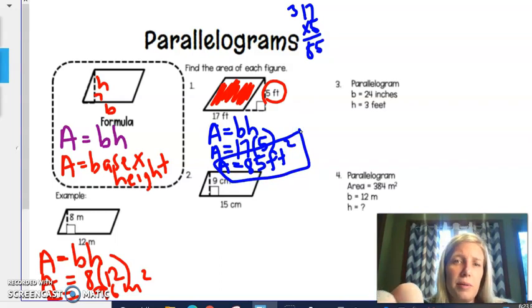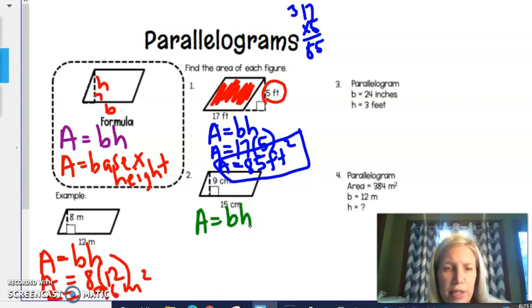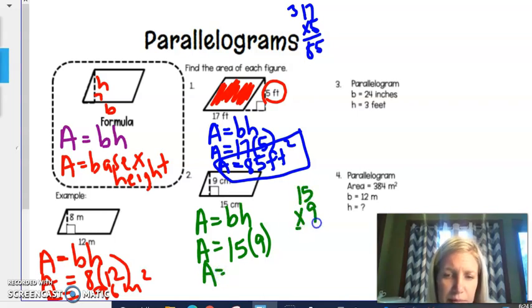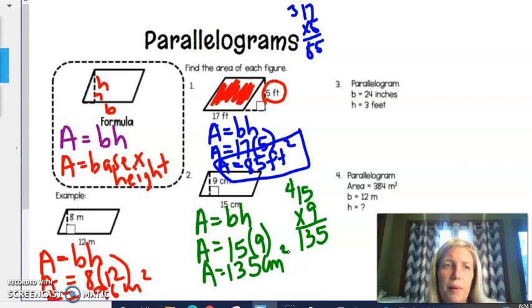Okay, next one, area equals, so far these ones have all been very similar. My next two, 3 and 4, are just a little bit different. Area equals, hopefully you can pause maybe and do this problem and then check and see if you get it right. Base is 15 in this problem, 9 is my height, so I do 15 times 9. 9 times 5 is 45, carry a 4. 9 and 4 is 13. I get 135 centimeters squared.